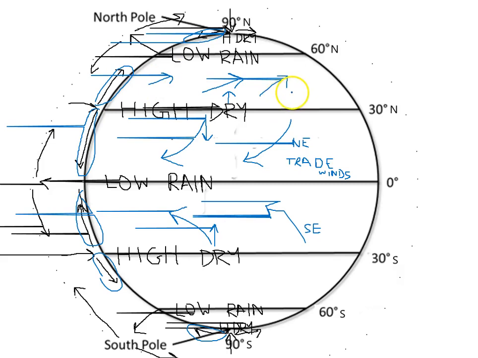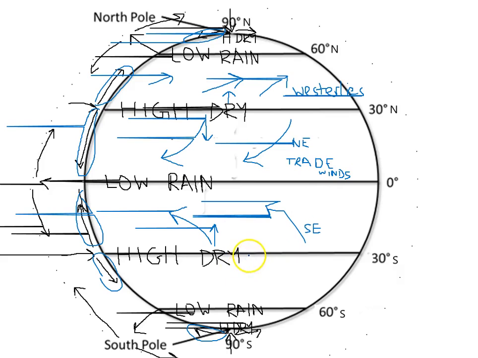Remember that winds are always named for where they come from, not where they're going. These guys are coming from the west, so we call them the westerlies. Westerlies, there we go, okay?